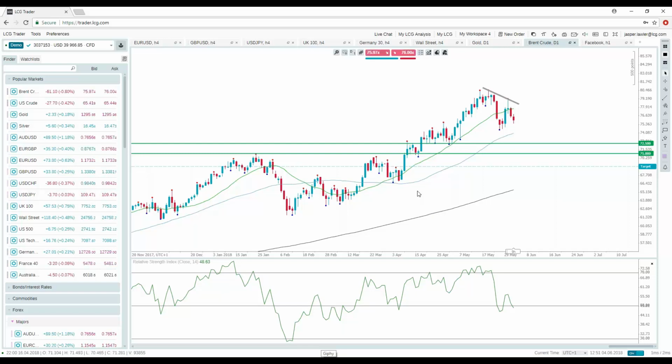So a little bit of a sit on your hands waiting for these corrections to show themselves properly, whether they've got more to go or whether they're starting to reverse. Hopefully they start to reverse and we can start moving back in line with these daily trends. If they don't, we'll get better prices when they correct lower down.